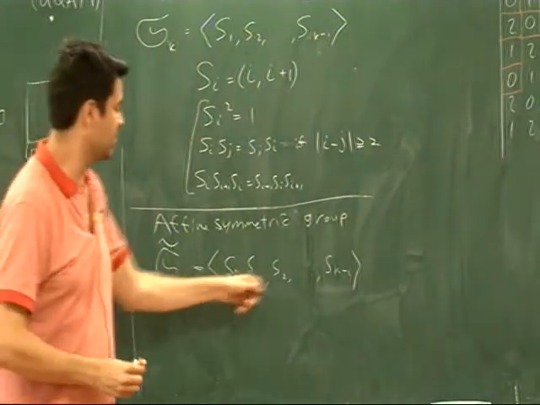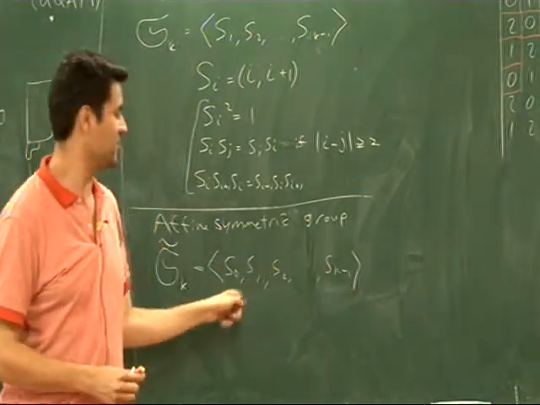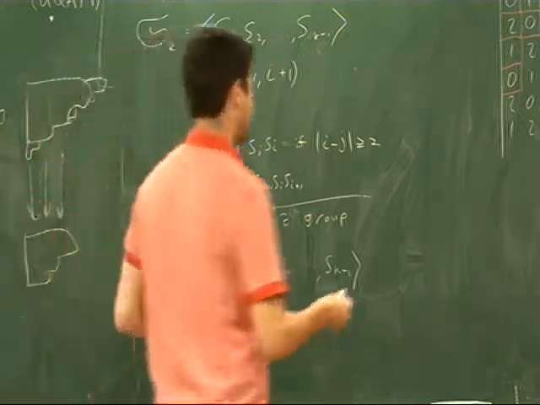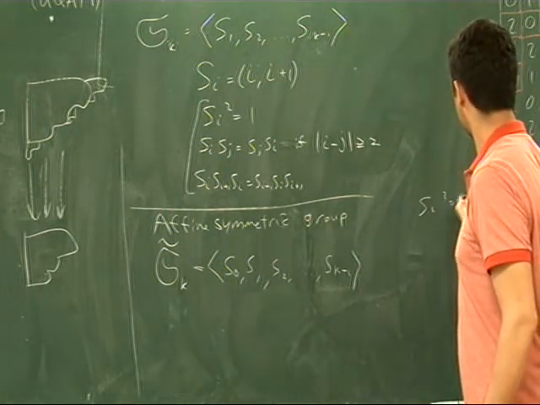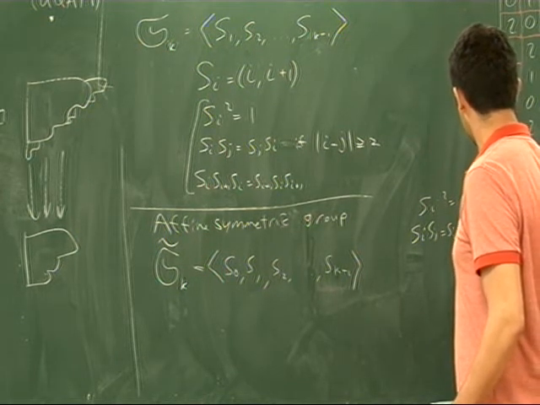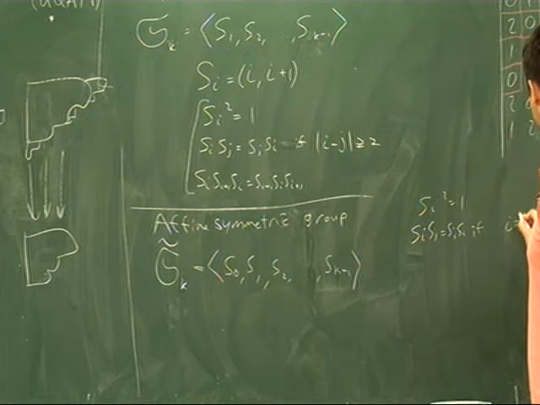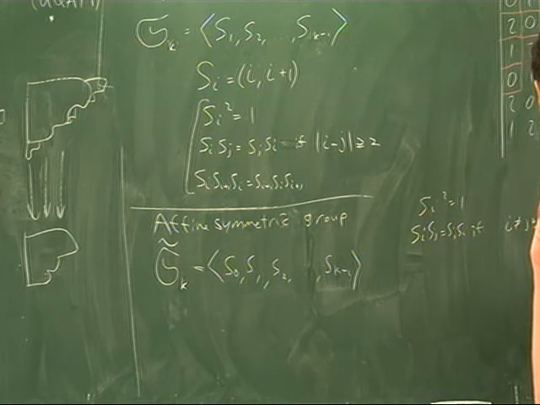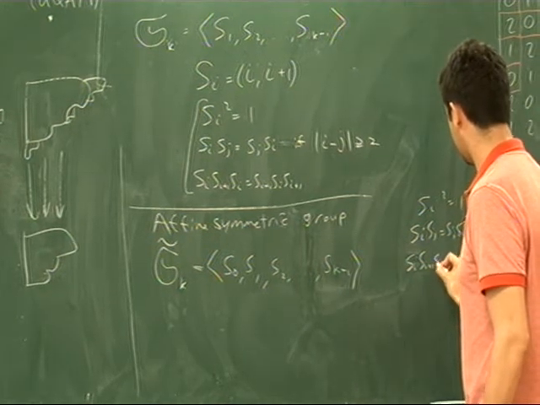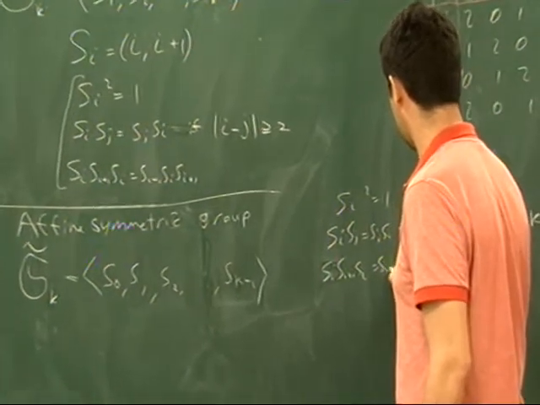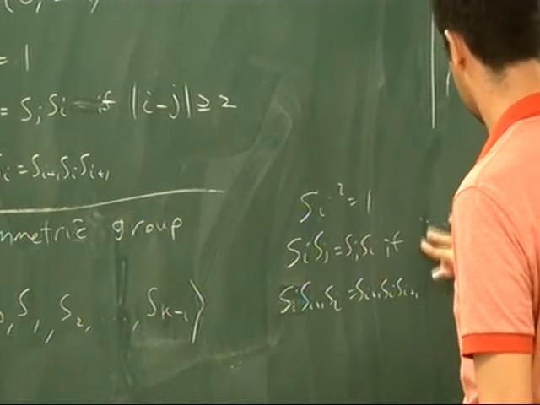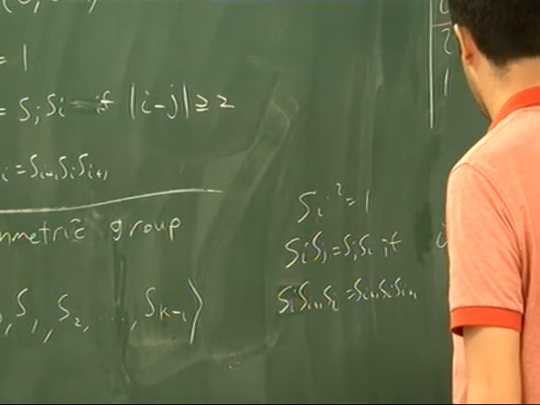And I also want S0 and Sk minus 1 to satisfy the braid relation, so I'm wrapping around. I might as well write this down as Si squared equals 1, Si Sj equals Sj Si if i is different from j plus or minus 1 mod k. And the same thing for the braid relation, Si Si plus 1 Si equals Si plus 1 Si Si plus 1, with i taken mod k.